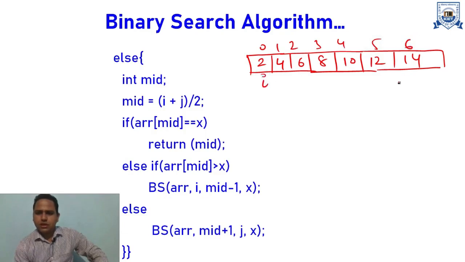Now we know I is at 0, J is at 6. So we have found the mid value. The mid we got as (I + J) / 2, that is (0 + 6) / 2. The answer is 3. So this is our mid.